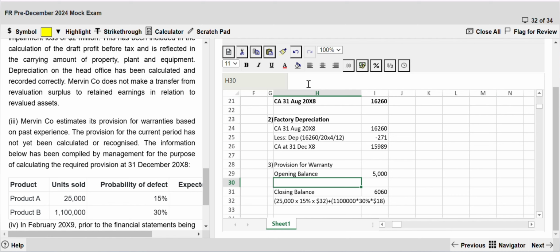Which means there has been an increase in provision. So the remaining balance we will expense in profit or loss. How much will it be? 6,060 minus 5,000 will be 1,060.